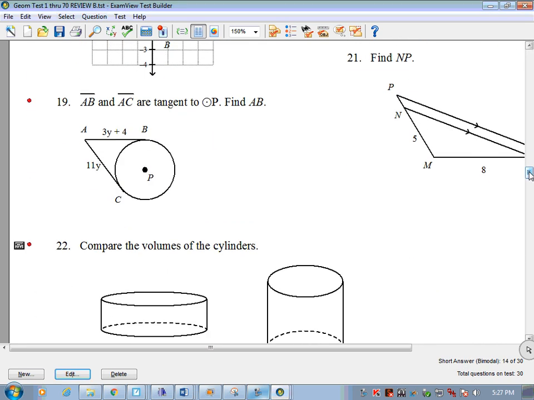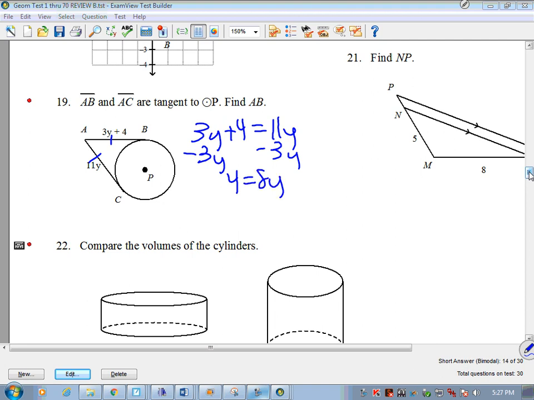Number 19, AB and AC are tangent. Tangent lines on a circle that come back to a common vertex are congruent to each other. You guys have seen this on your last test. So we're going to set 3y plus 4 equal to 11y. Solve for y. All right, we can subtract 3y minus 3y. We'll get 4 equals 8y.